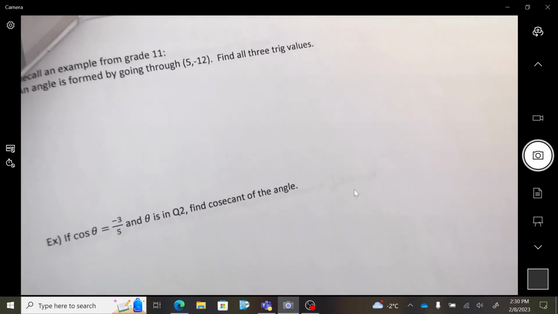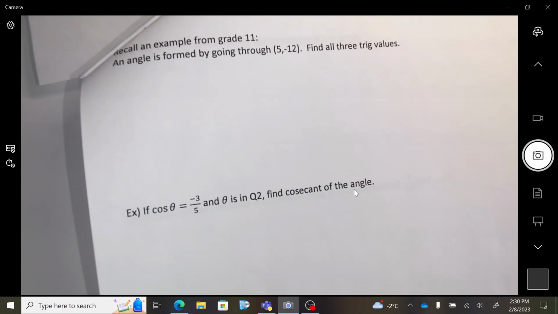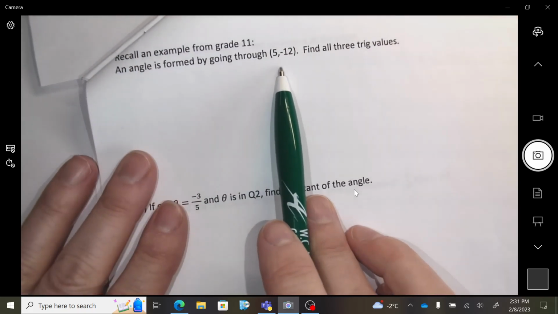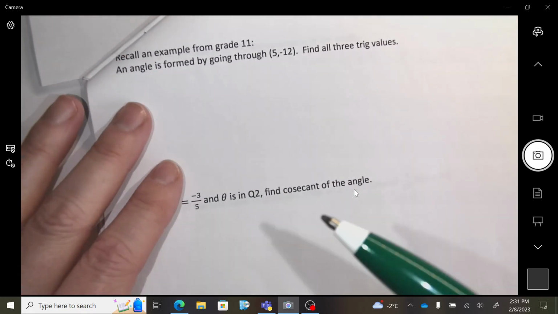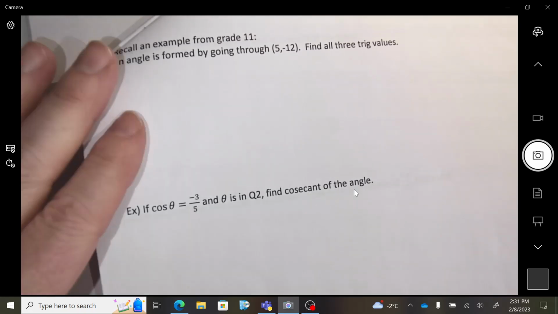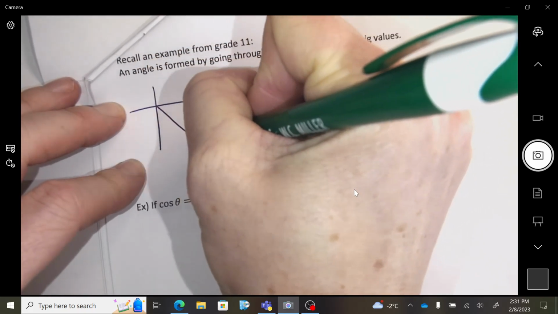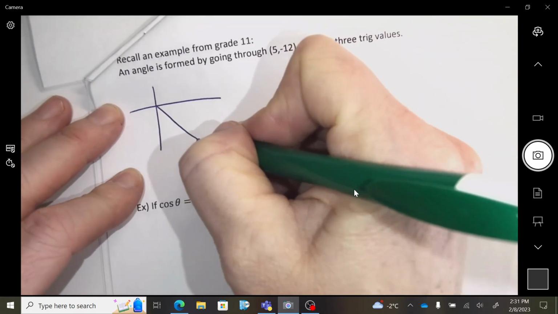So here is a question I gave you in grade 11. We did this exact one in your notes in grade 11. You have an angle that goes through the coordinate (5, -12). So (5, -12), can you draw me where that would be on a grid? Did we all land in quadrant 4?